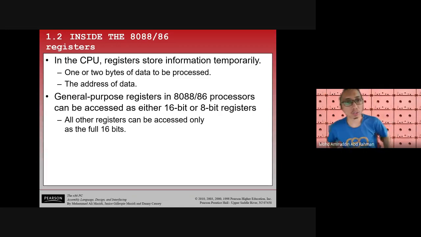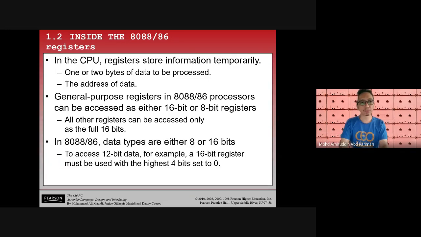The general purpose registers in the 88 or 86 processors can be accessed as either 16-bit or 8-bit registers. This is for general purpose registers, but not for other registers. You need to distinguish between general purpose registers and other types of registers. Other types of registers can only be accessed as a full 16 bits. So that's the difference: general purpose registers can be either 8 or 16-bit, but other registers must be 16-bit.